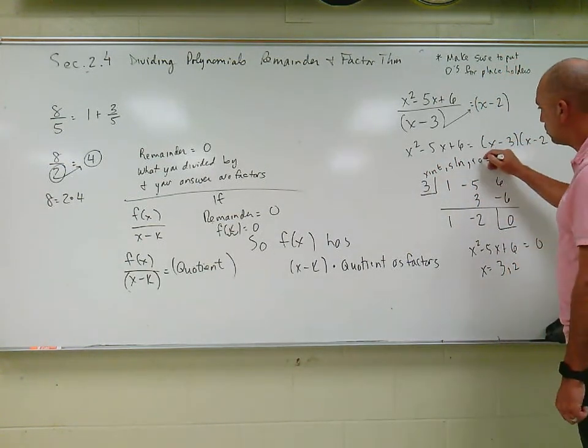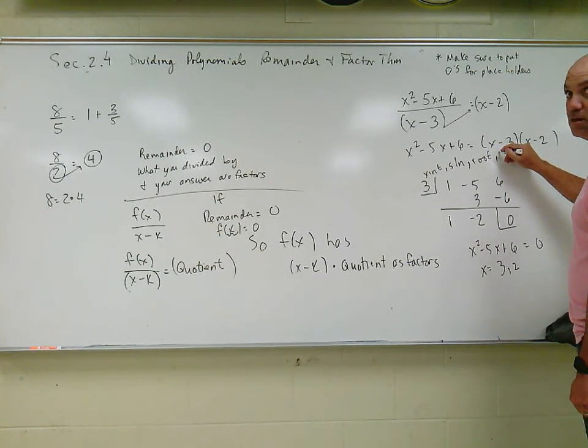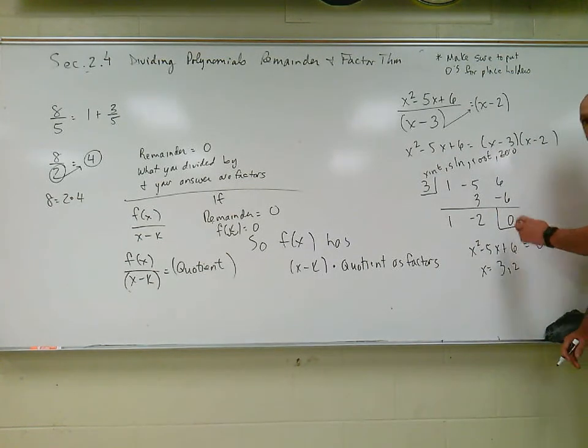You could also call it a root. You could also call it a zero. All those are true, but that's only if the remainder is 0. And so that is f of 3. f of 3 is 0. Understand why it's an x-intercept, not a y-intercept.